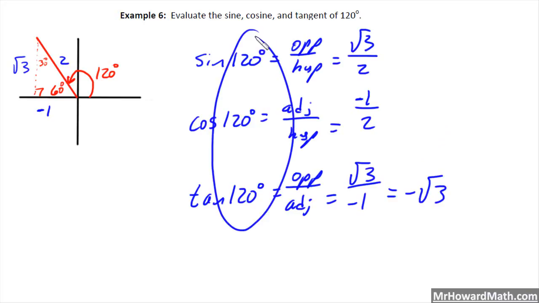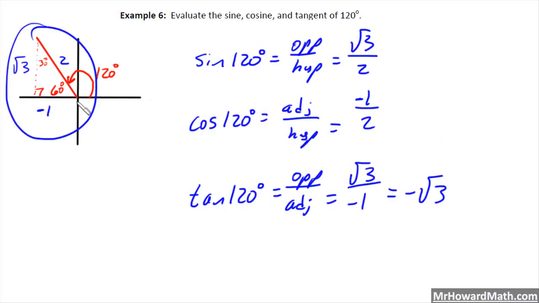And we didn't need to know anything about 120 because we knew 60. 60 was our reference angle. We were able to apply our special triangle. So again, key concept here is if your reference angle is 30, 45, or 60 degrees, you should use your special triangles to help you identify the trig values.